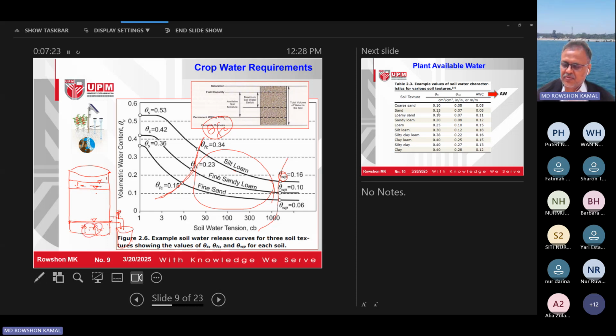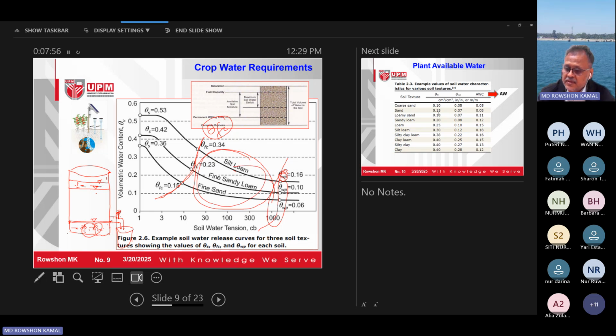Energy is less. Means crop will suck. Suck means it is called uptake, is it? Suck. Okay. But crop's energy is poor. Then how strongly this water sticks or remains in the soil. So meaning that it's not available for crop. Same like your juice. If you come here, open the tap, you cannot get it. So this is called theta WP.